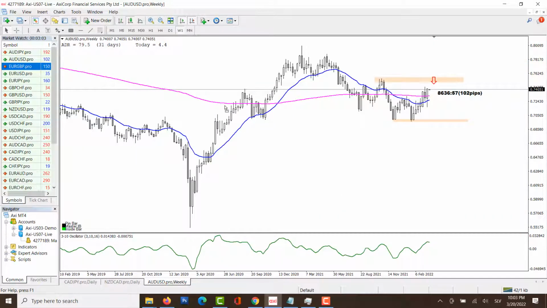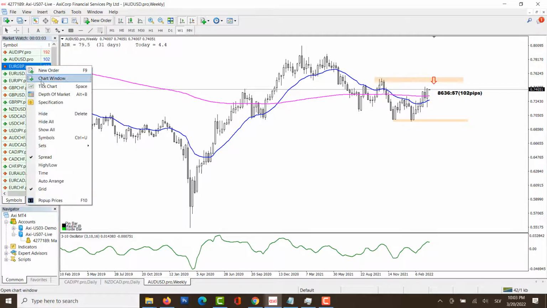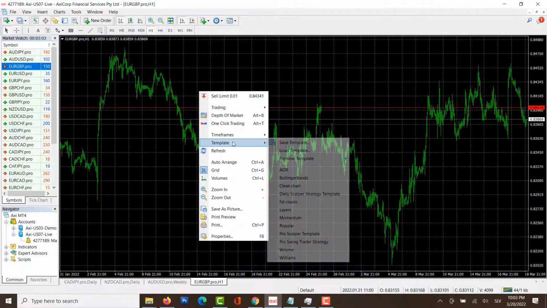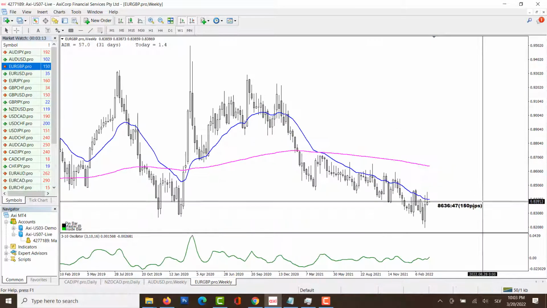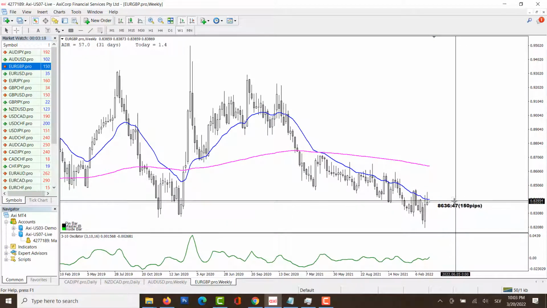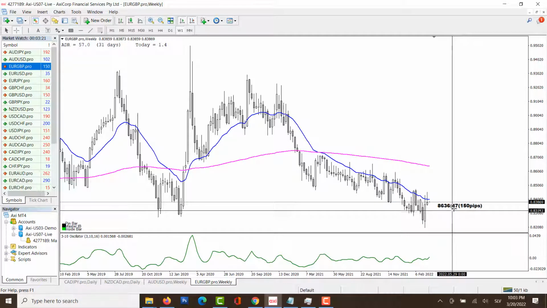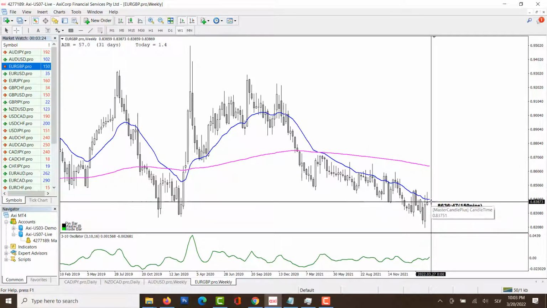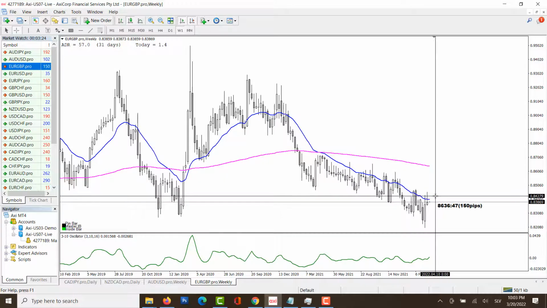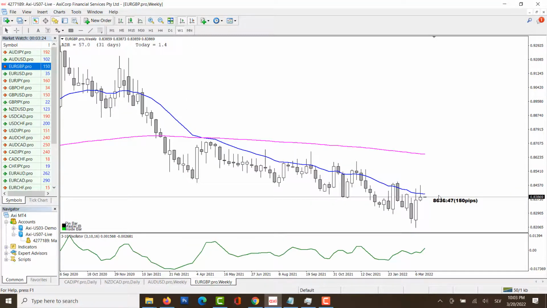Let's move on to Euro Pound. Okay, the spread is a little bit high right now because it's a closed market. Otherwise, the Axi trader has very good spreads, very low commissions, and very good execution. I'm really happy with it.